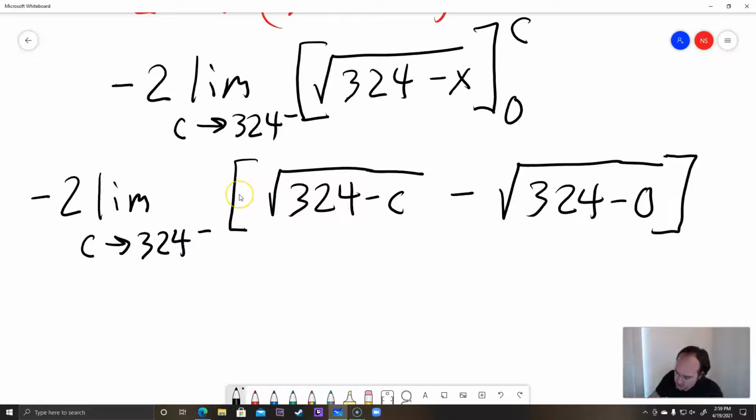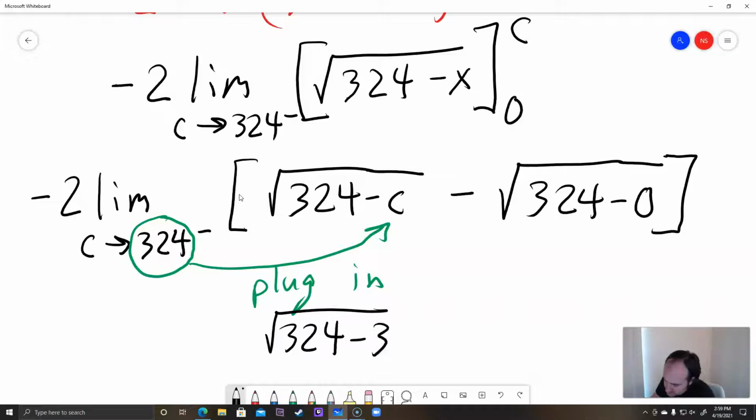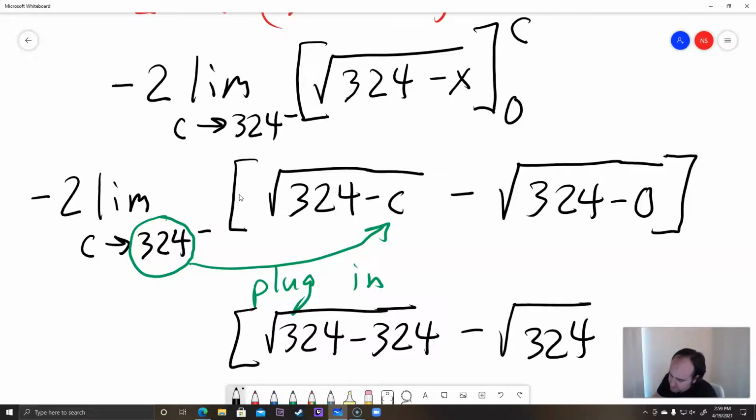So you're basically just going to be plugging in 324 for c right there. Okay, so plug in. Okay, because that's how you do limits, right? When you're doing a limit, the first thing you do is plug it in and see if it works. As long as it's not undefined in your answer like this, you just plug it in. Okay, so we got the square root of 324 minus 324 minus the square root of 324. And then we've done the limit, so we still have a negative 2 out front.